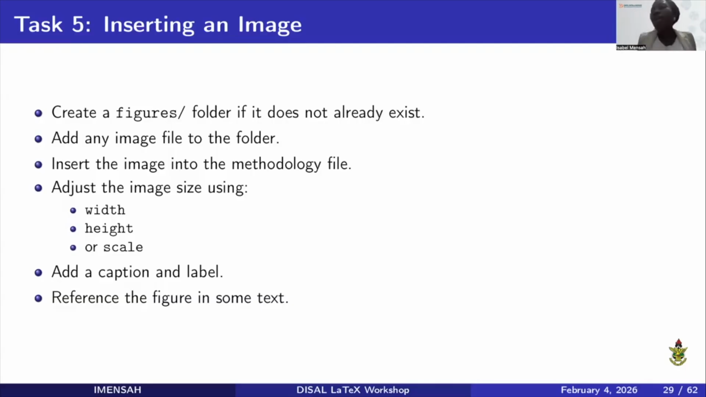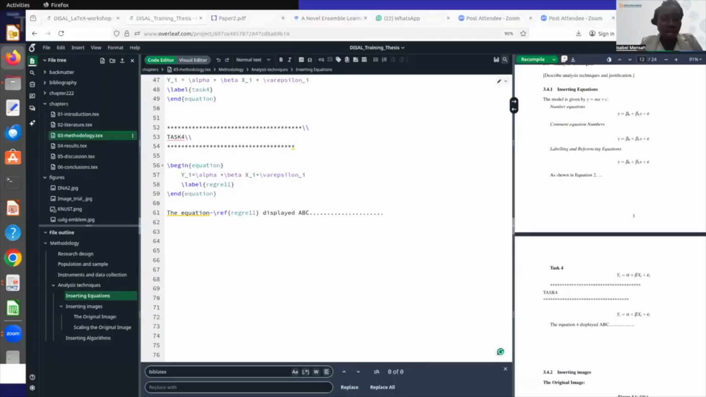Then see how the image behaves. Is it okay? Is it too small? Is it too large? Is the width too long? Is the height too long? Then you decide to choose any of them. So you can decide to scale the image and then add your caption and your labels, and then we are good to go. All right, so let's go back and let's try this.